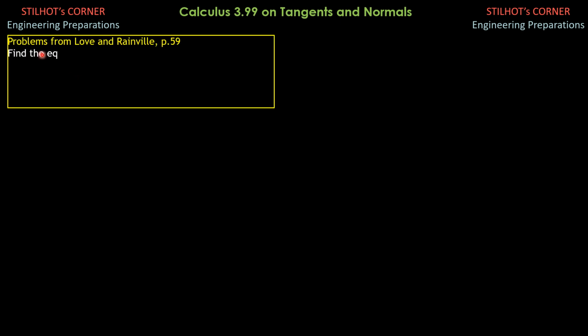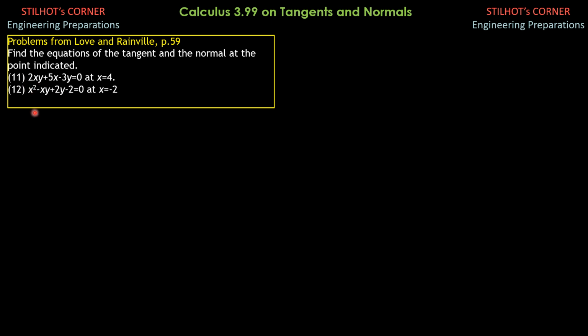These three problems are taken from the book by Love and Rainville on page 59. And the numbering is the same. So 11, 12, and 13. Find the equations of the tangent and the normal at the point indicated. So first, 2xy plus 5x minus 3y equals 0 at x equals 4. We will treat x1 equals 4 and we'll find y1. So 11, that's the given equation.